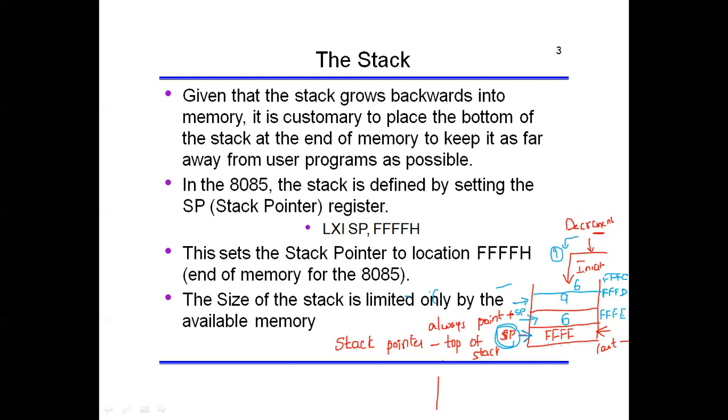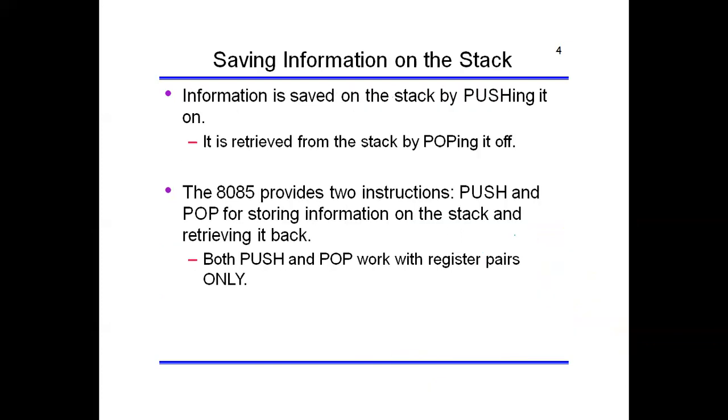Here in the 8085 microprocessor, the stack size is 4H, H meaning hexadecimal. So this is how we have the stack pointer and everything. Now, saving information onto the stack: how are we going to save the information? The information is saved on the stack by pushing elements onto the stack, and it is retrieved from the stack by popping it off.